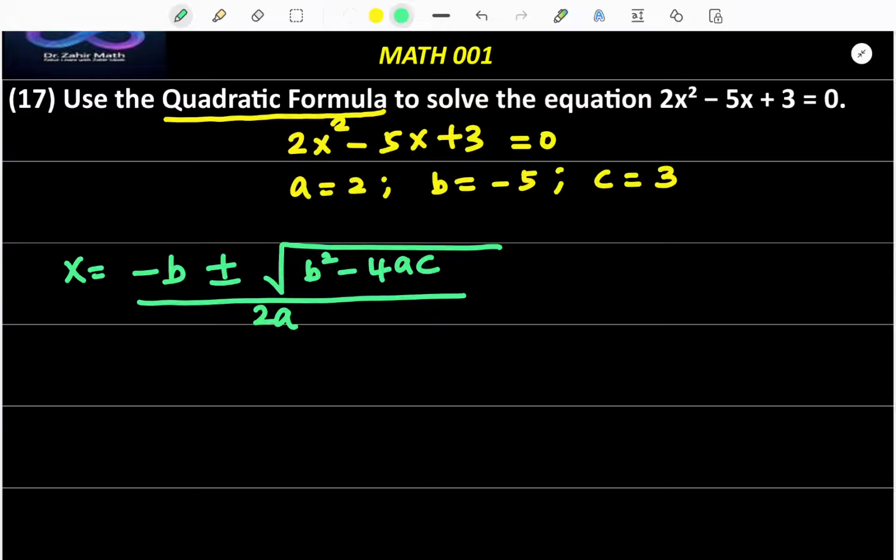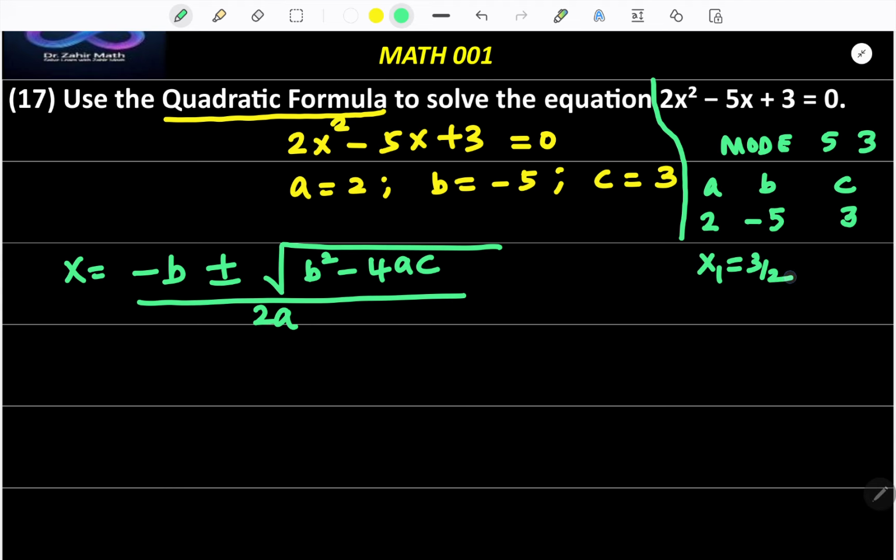But before starting the quadratic formula, just use your calculator, mode 5 and then 3. When you press mode 5 and 3, the calculator will ask you A, B, C. A is 2, B is negative 5, C is 3. So please give it in the calculator. Let me also start along with you. Mode and then 5, equation, and then 3. So I press 2, minus 5 and then 3. If you equate, you will get x1 equals 3 over 2 and x2 equals 1. Keep it on your hand, ready. Then you start your question.